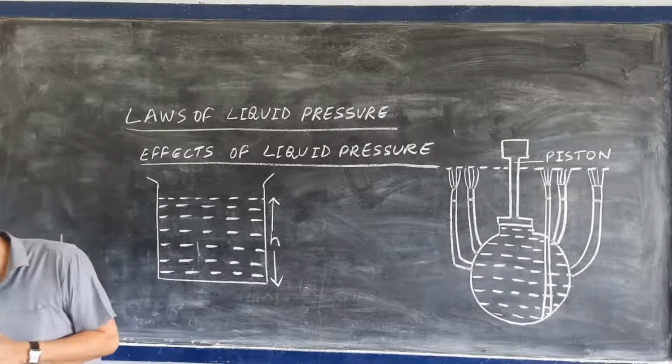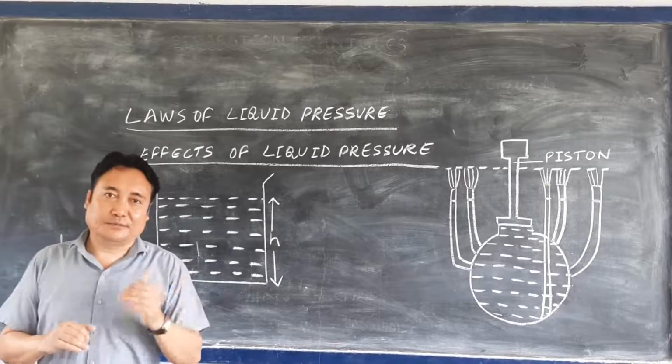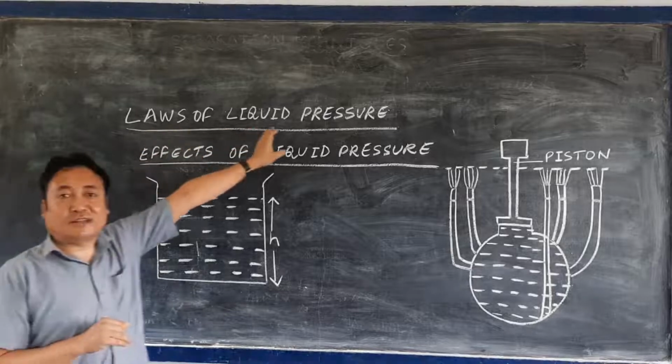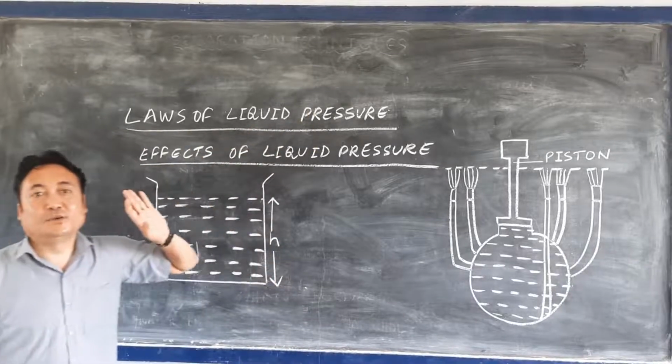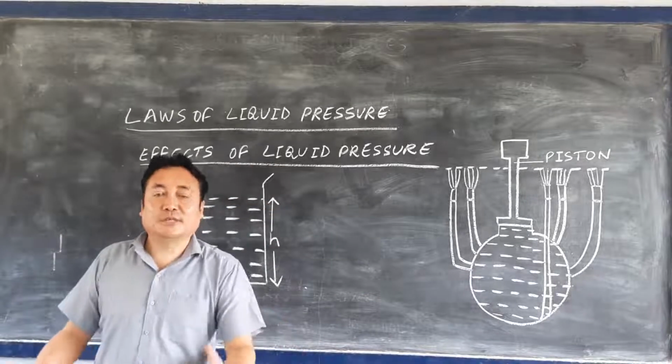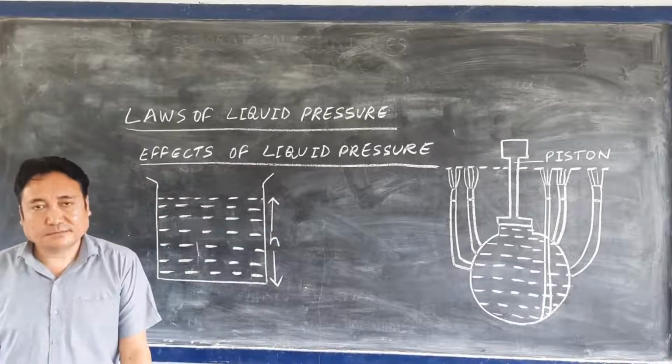And the last one is that liquid has its own level. So these are the five laws related to liquid pressure. And the second one is the effect of liquid pressure. Various consequences are there.